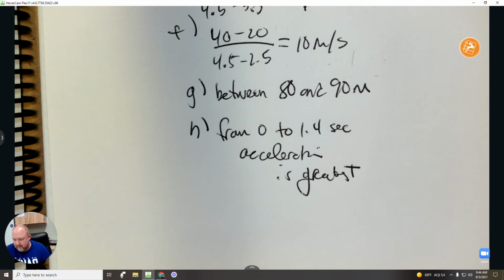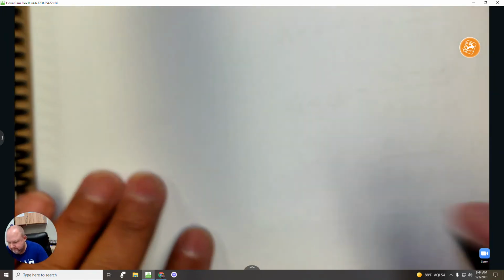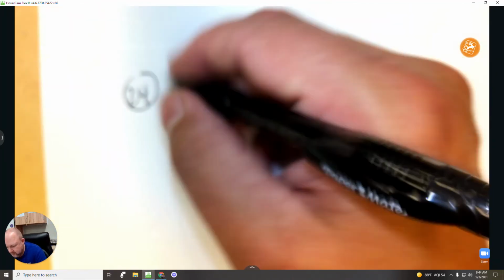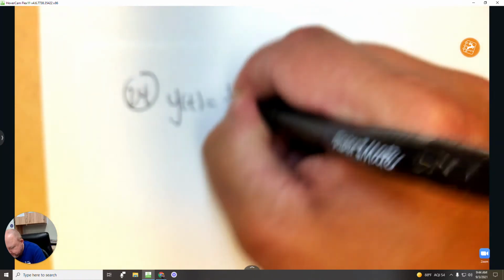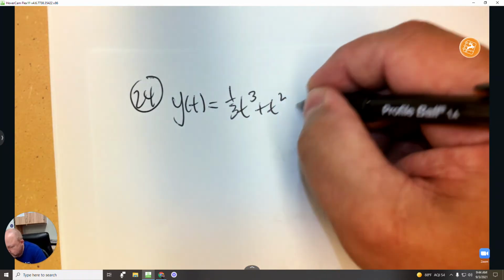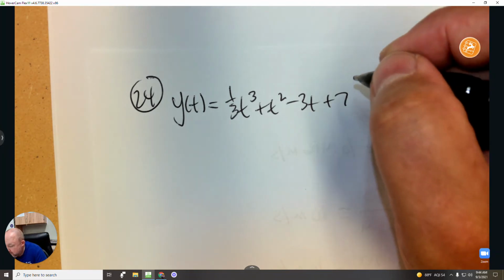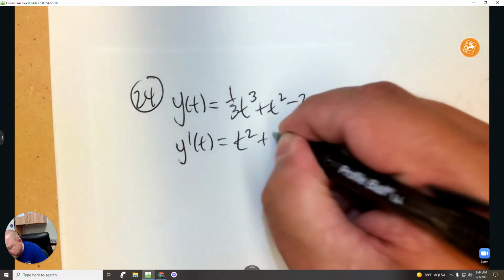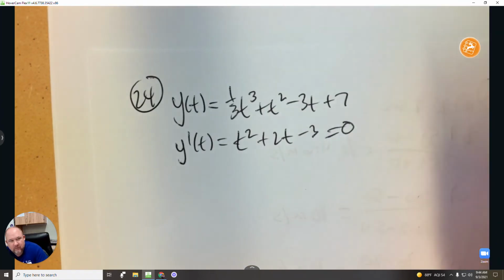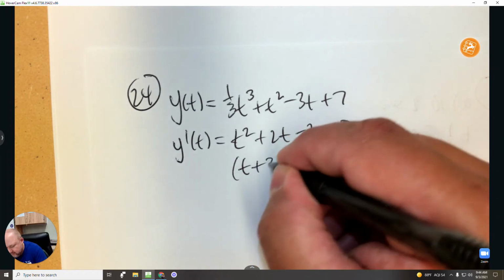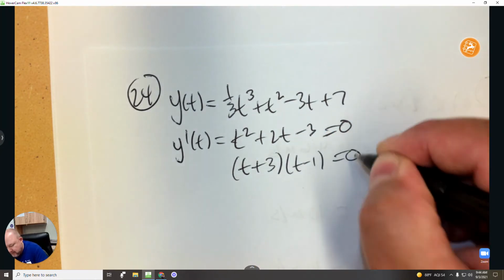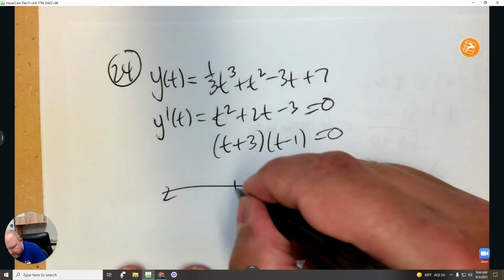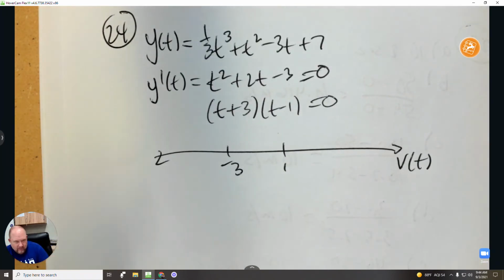All right, 24. A particle is moving vertically on the y-axis. We have this equation. And the question is, when is the particle moving up? So I need to take the derivative, I need to make it equal to 0, and then I'm going to factor it. And I want to know when the particle's at rest. So taking the derivative, which is really the velocity, at -3 and +1, it's at rest.